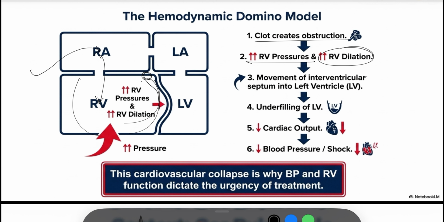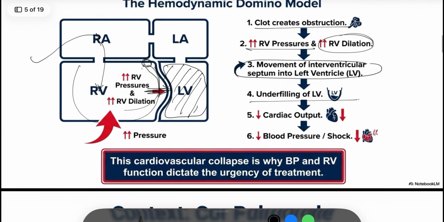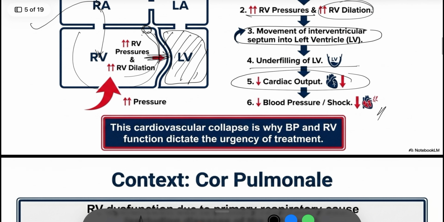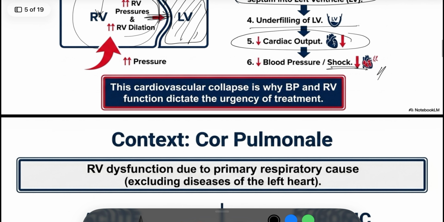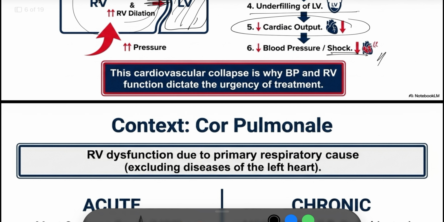This leads to movement of the interventricular septum to the left side. Since it is pressing, there will be less space for blood accommodation in the left ventricle. So underfilling of the left ventricle will be seen, which leads to reduced cardiac output and the deadly manifestation, shock and cardiovascular collapse. This is why blood pressure and right ventricular function dictate the urgency of treatment. As these two are a deadly combination, you have to diagnose the condition very fast and manage the patient, otherwise you lose him on the bed.